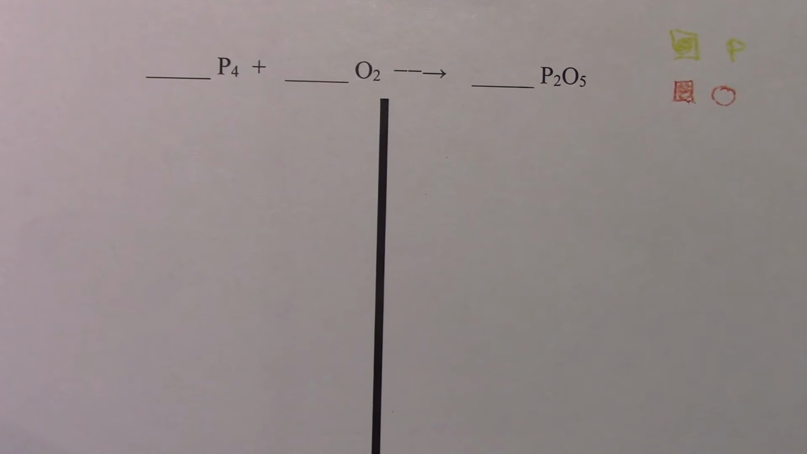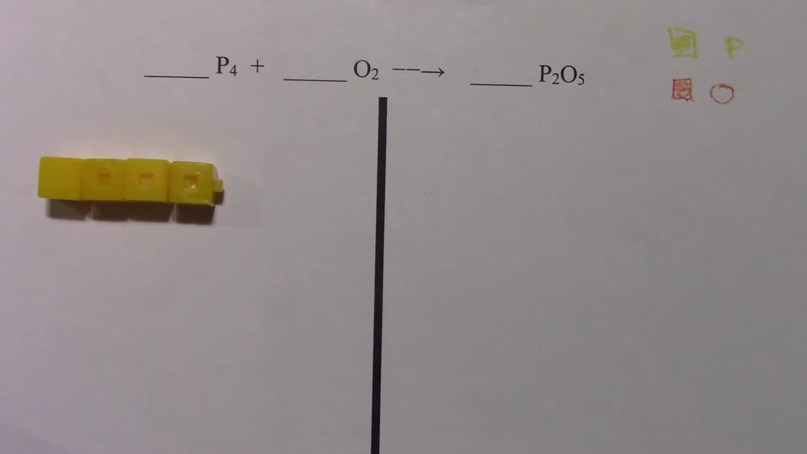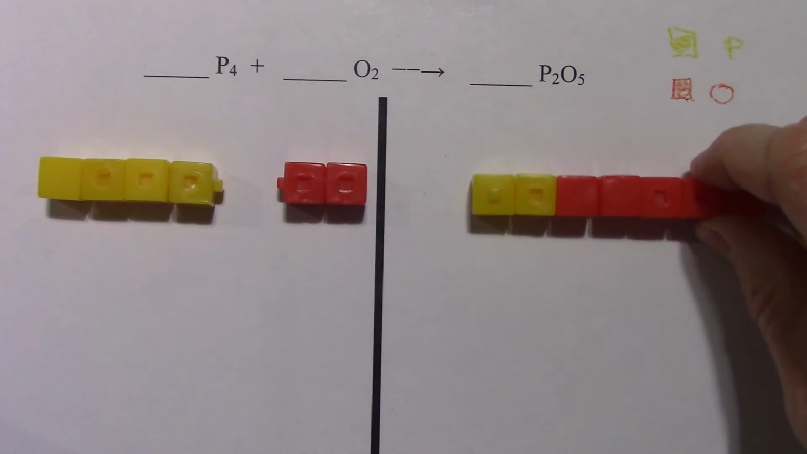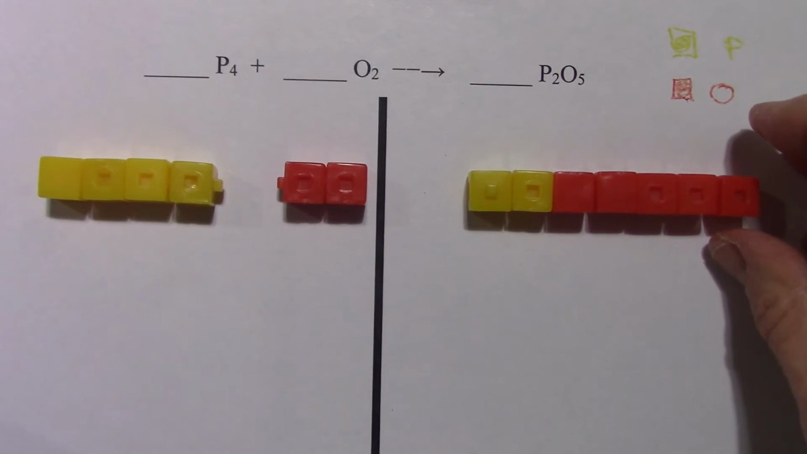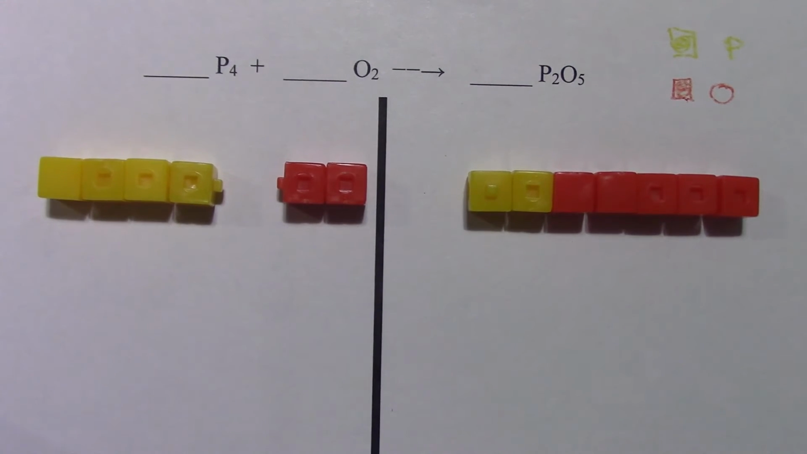Okay, in this example, phosphorus and oxygen are going to react and give us phosphorus pentoxide. I'm going to use yellow to represent phosphorus. So I'm going to place 4 atoms of phosphorus together to make a molecule, and 2 atoms of oxygen together, and it's going to yield phosphorus pentoxide, which is 2 atoms of phosphorus and 5 atoms of oxygen. And we can clearly see that it's not balanced.